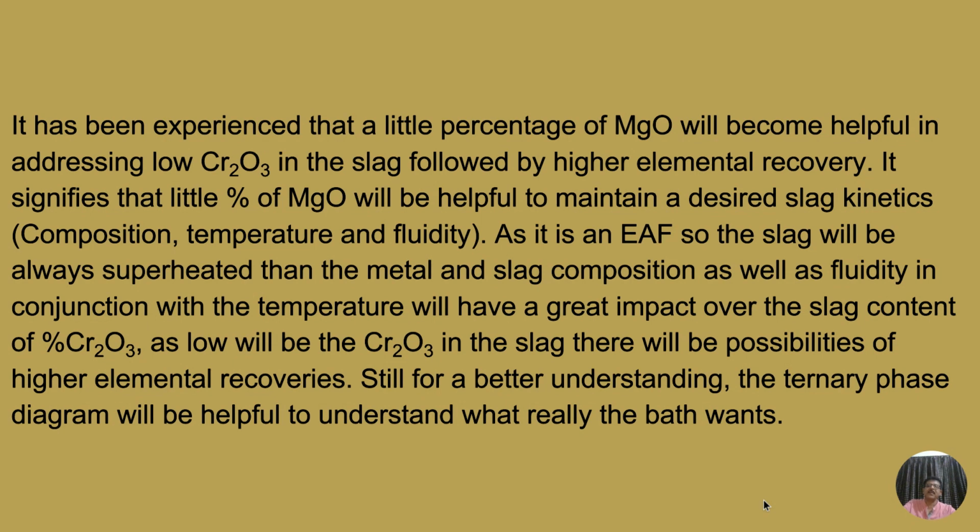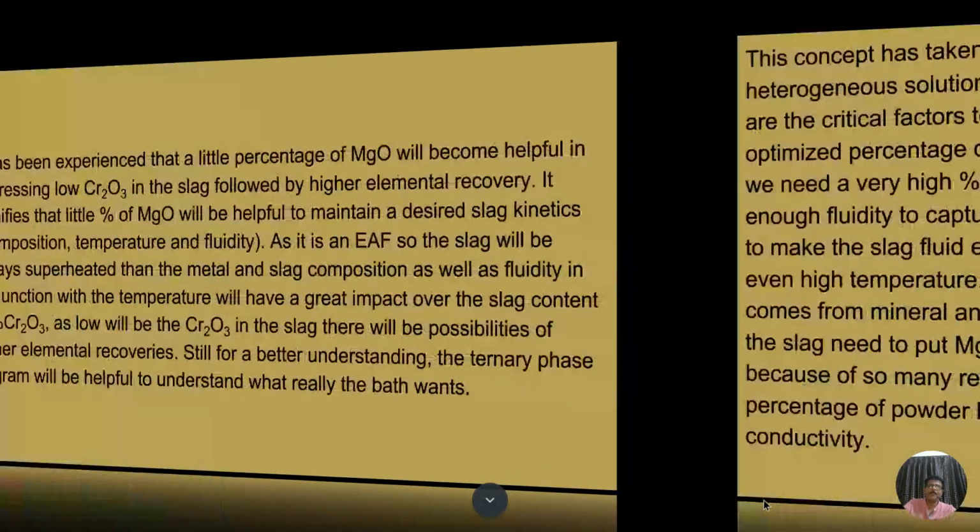It signifies that a little percentage of MgO will be helpful to maintain the desired slag kinetics. As it is an EAF, the slag will always be superheated relative to the metal, and slag composition as well as fluidity in conjunction with the temperature will have a great impact on the percentage of Cr2O3 in the slag. The lower the Cr2O3 in the slag, the higher the possibility of elemental recoveries. Still, for a better understanding, the ternary phase diagram will be helpful to understand what the bath really wants.